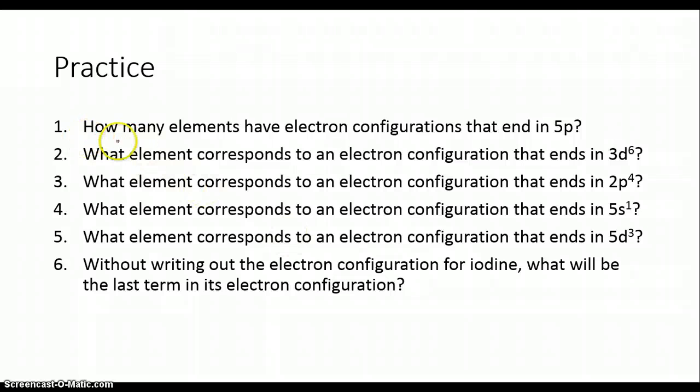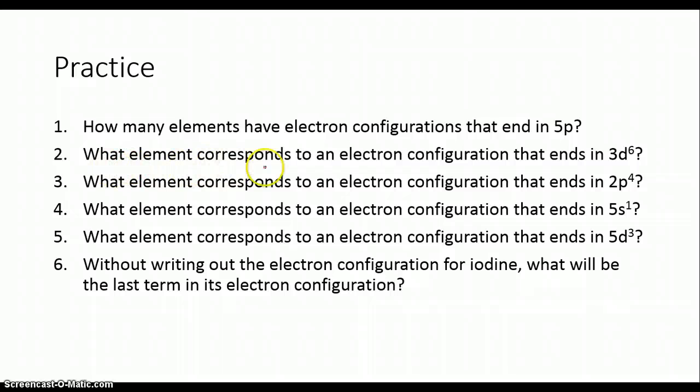Okay, so number 1, how many elements have electron configurations that end in 5p? If you look back at the periodic table, you notice that there's essentially 6 blocks, so you know that there's going to be 6 elements that end in 5p. Does that mean that those are the only elements that have a 5p in it? No, but those are the ones that end in 5p.